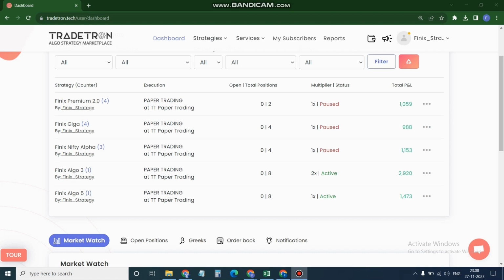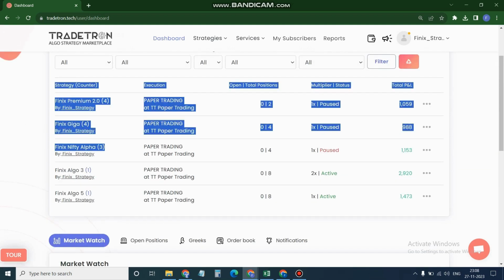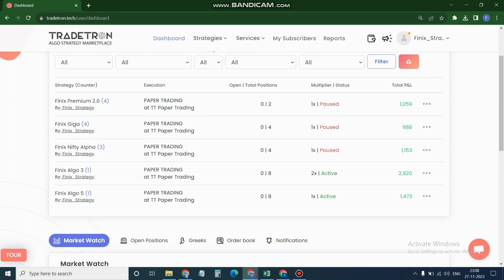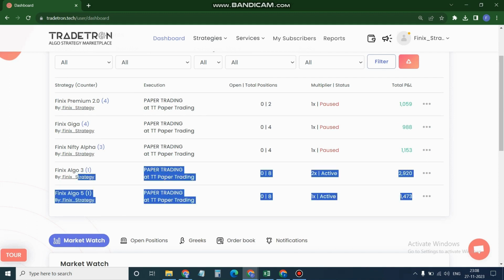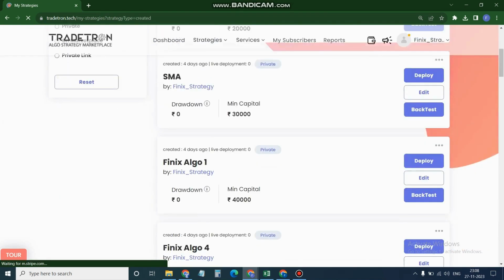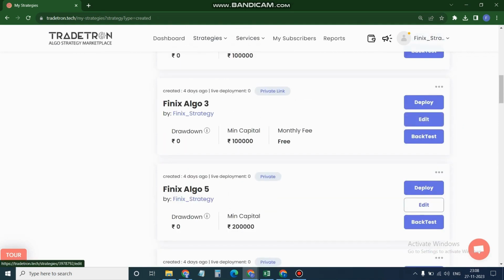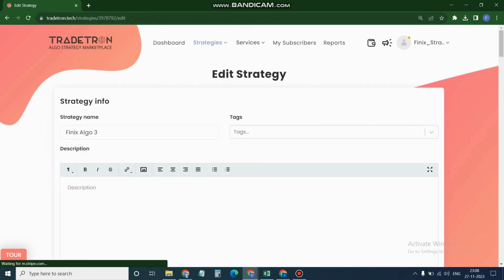I use these two strategies for myself, not for sale or anything. The above strategies are in testing, and these two are the strategies that I use for regular trading. Let me show you what is in the strategies. This is Algo 3 and Algo 5. I will show one of my best strategies. This is Phoenix Algo 3.